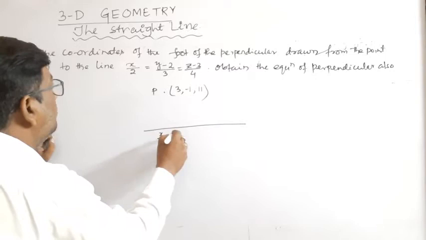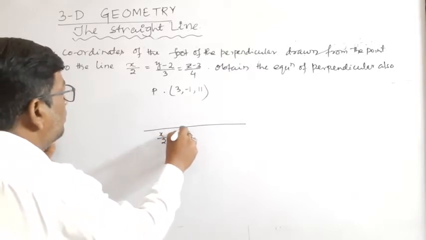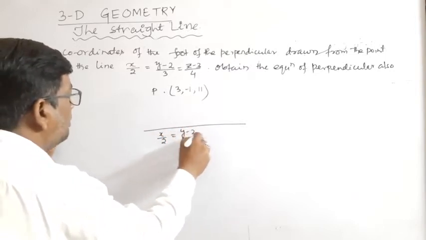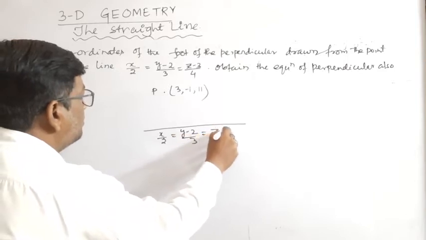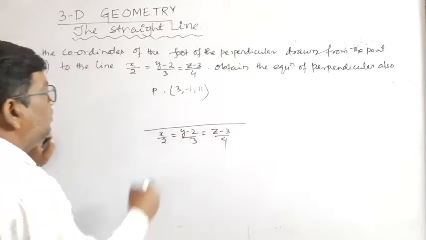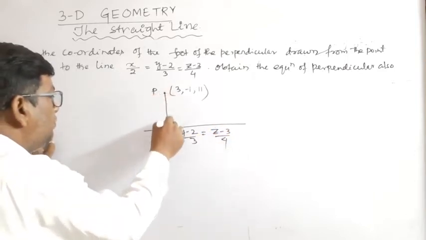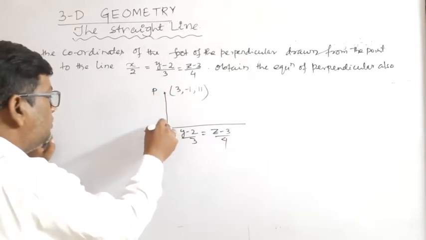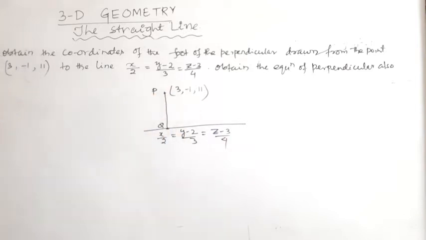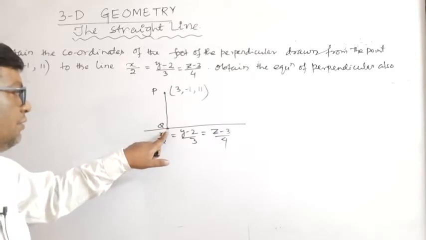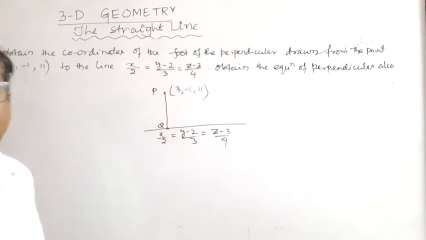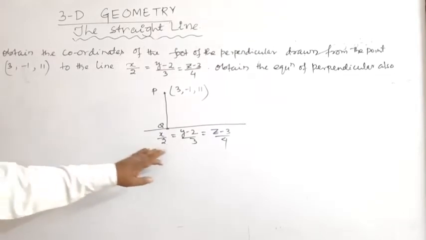x/2 = (y-2)/3 = (z-3)/4. Now, we have to find the foot of the perpendicular, suppose the point Q. Suppose this is point Q. Now, we have to find this point. Now, this is the given line.